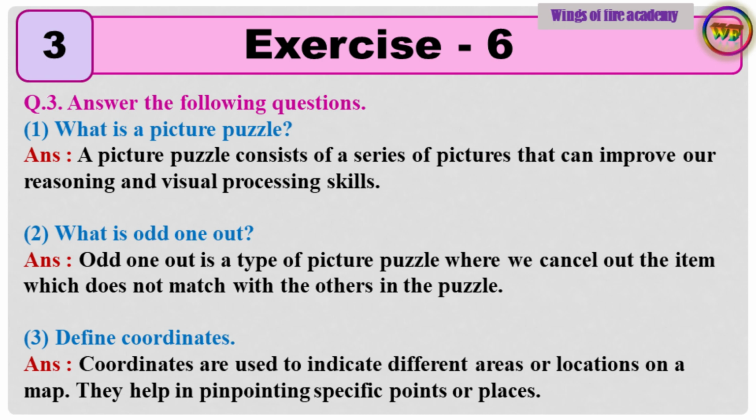2. What is odd one out? Answer. Odd one out is a type of picture puzzle where we cancel out the item which does not match with the others in the puzzle. 3. Define coordinates. Answer. Coordinates are used to indicate different areas or locations on a map. They help in pinpointing specific points or places.